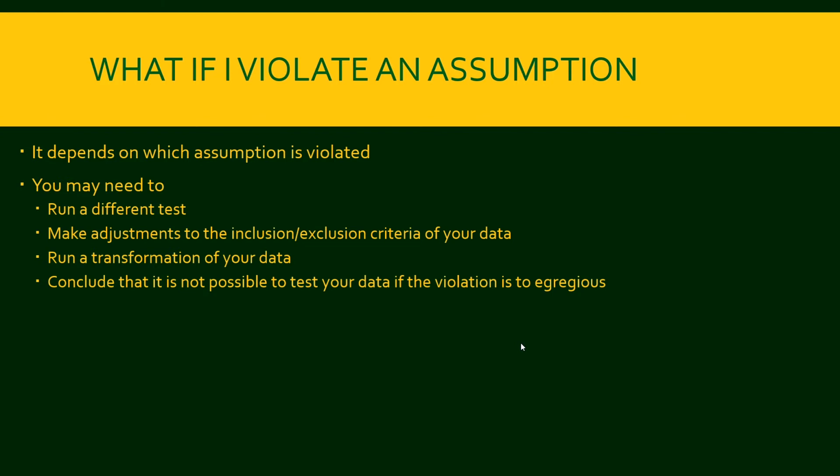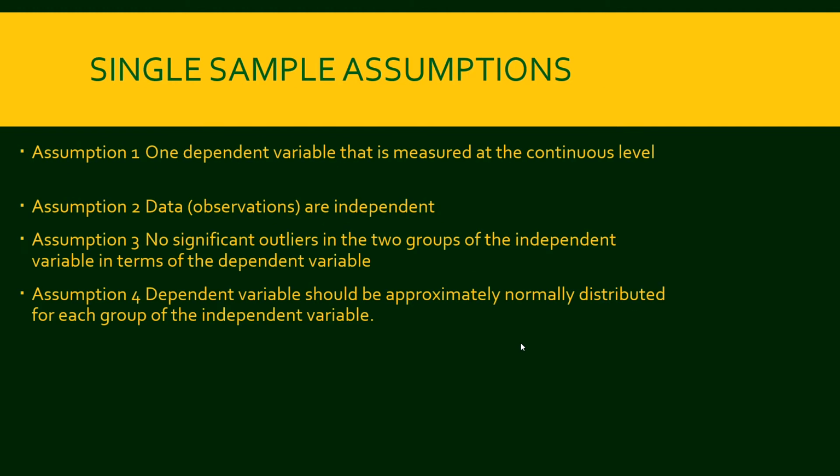So what happens if you violate an assumption? Well, first, before we do this, let's take a look at some of the assumptions. This right here, a single sample assumption. These are the assumptions for running a single sample test. Assumption number one, you can only have one dependent variable that is measured at the continuous level.